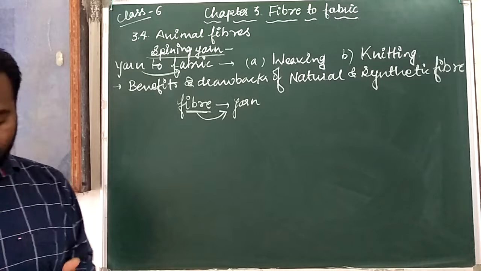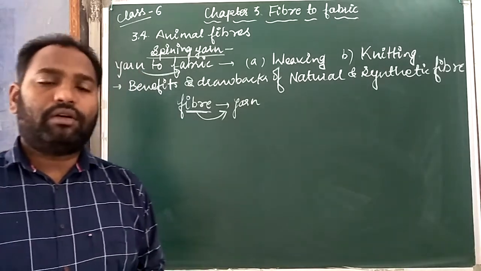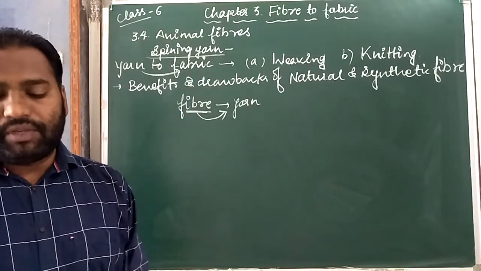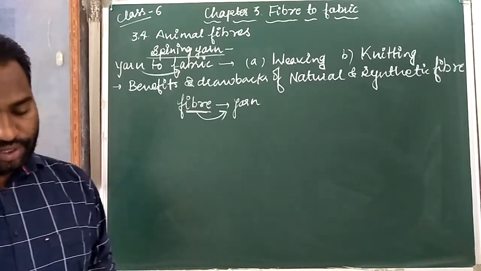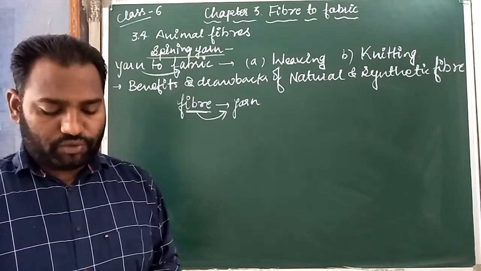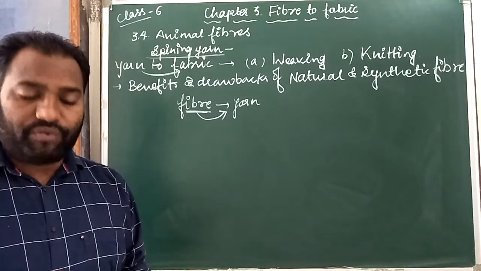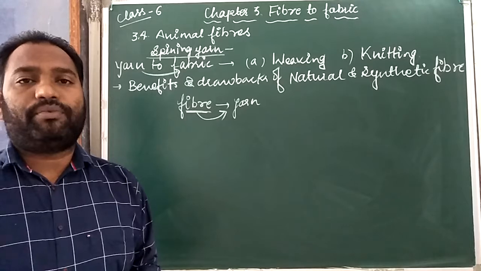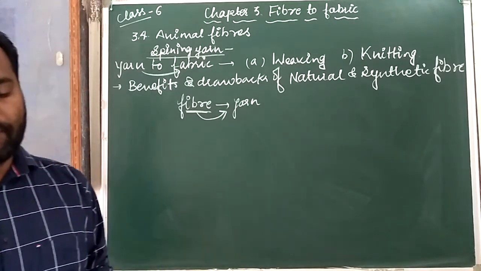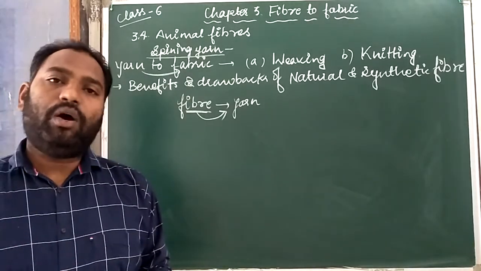Knitting is generally done for woolen clothes, and weaving is generally used for cotton and other clothes. Yarn to fabric: the two main processes of making fabric from yarn are weaving and knitting. India is the second largest producer of silk after China, and the largest consumer of silk in the world.